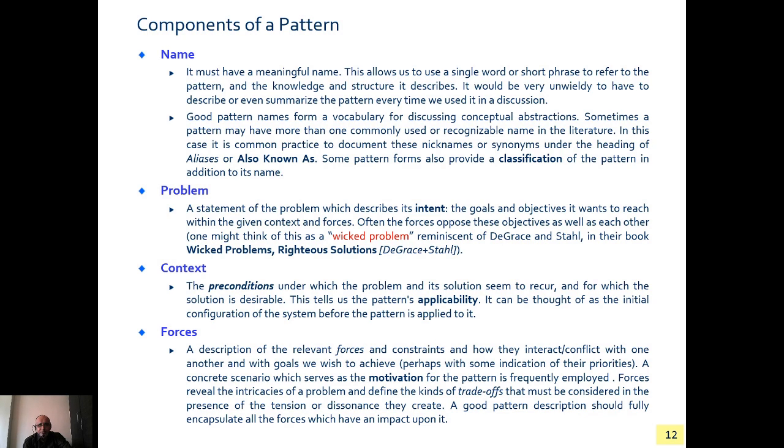The context always consists of preconditions, that are the conditions being assumed by the situation or the problem. It tells the pattern's applicability, where it should be applied, for what kind of problem. Then forces and constraints, how they interact and conflict with each other, and how in turn they affect the goals and objectives. So the motivation of the pattern has to be decided first, and then you can consider the trade-offs, that is, what was being used previously and what is the current context. There could be tension amongst the patterns on which is applicable, so that balance has to be kept.